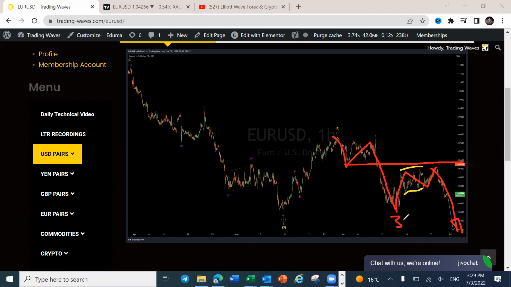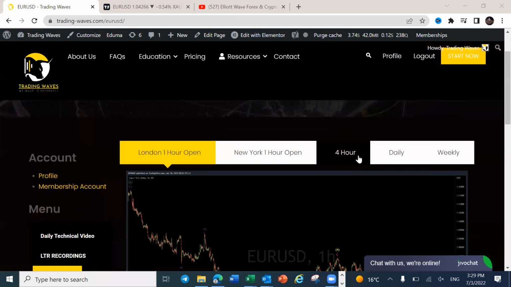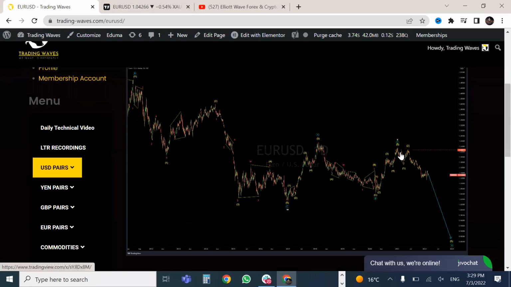We all know that a wave 4 cannot come into the territory of wave 1, 2. So that was our invalidation level. It did not reach our invalidation level. Instead, it dropped nicely and it's on course for that wave 5. Now, where does that come from? That's because we've got this structure here if you look at the daily chart.